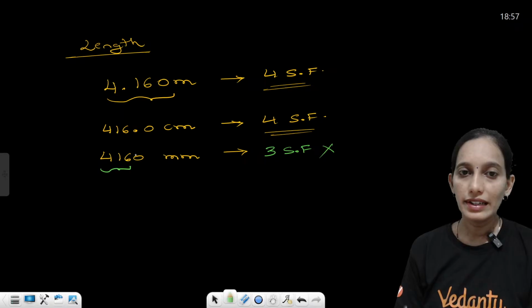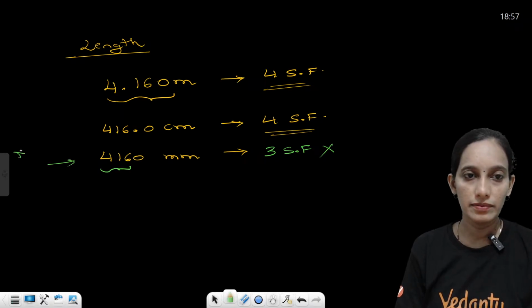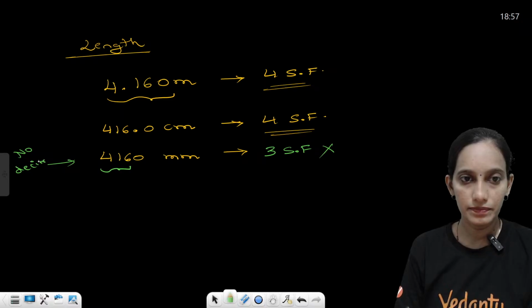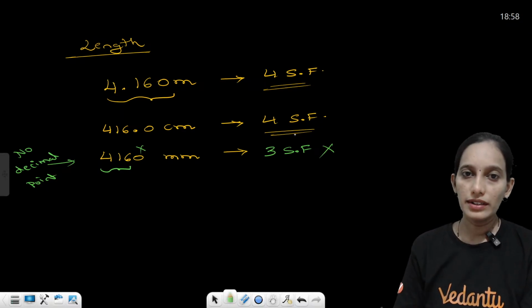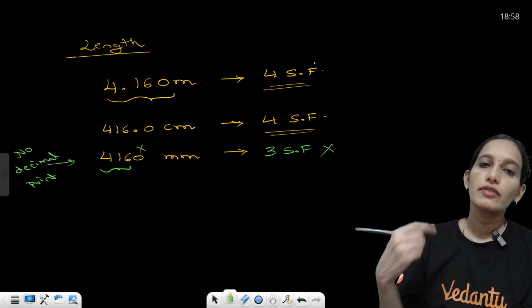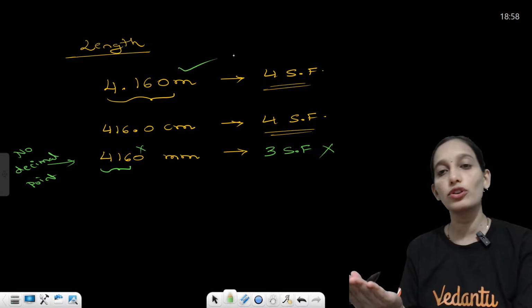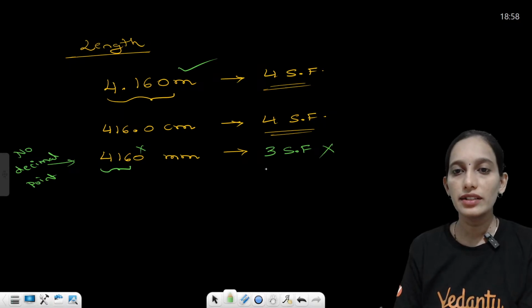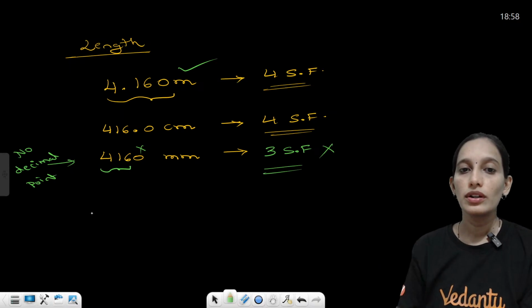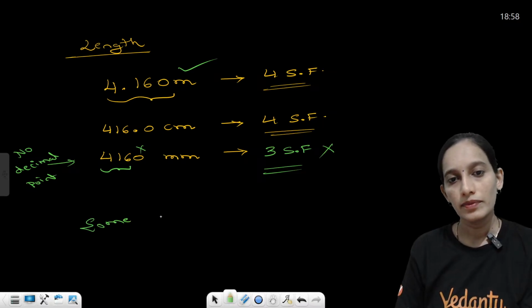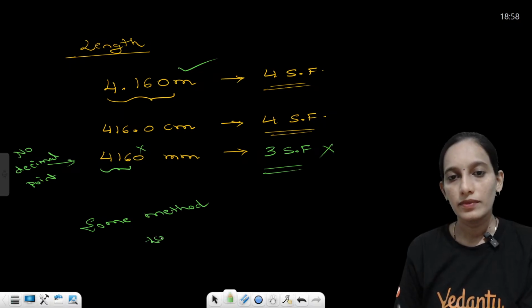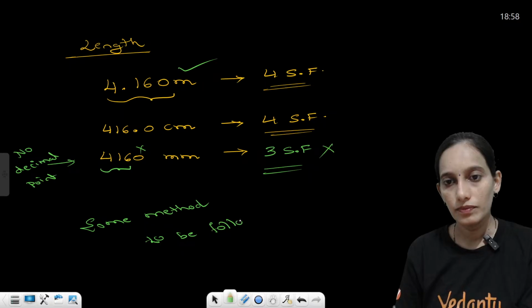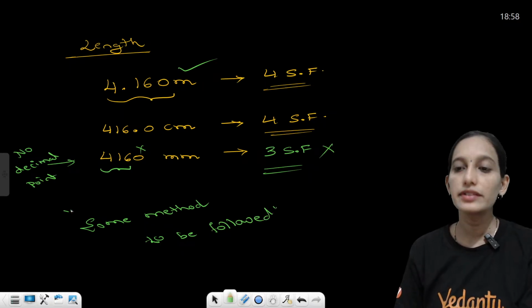There is no decimal point here, right? No decimal. So the trailing 0 is not significant according to the rules. But in the same measurement, when I measured and expressed it in meters, I got 4 significant figures, and here I am getting 3 significant figures. So what to do? Some standard method needs to be followed, correct? Yes or no? Some methods need to be followed.